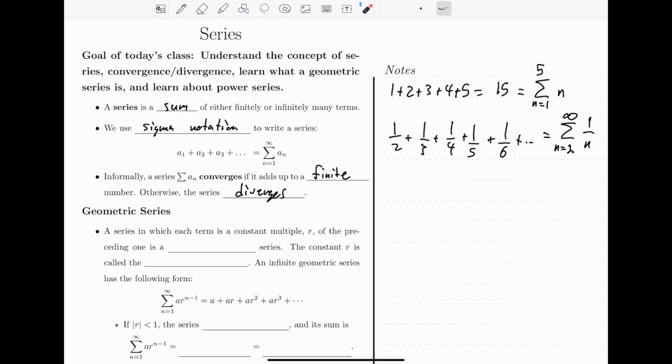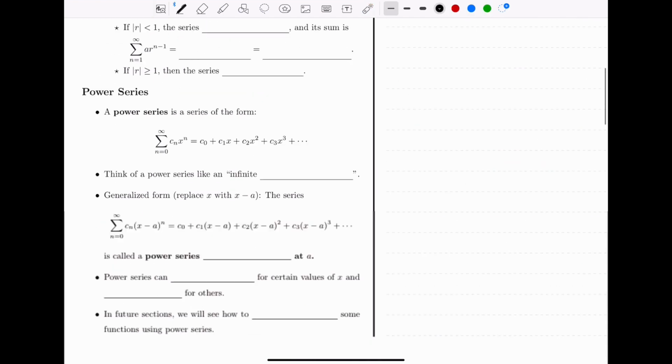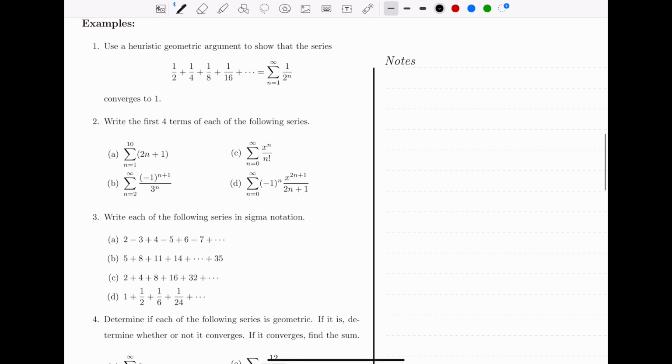Let's work through some examples to practice these concepts that we've seen so far. For example 1, we want to use a heuristic geometric argument, whatever that means, to show that this series converges to 1. This is an infinite series, 1/2 plus 1/4 plus 1/8 plus 1/16. We're adding infinitely many things here. We can write it using sigma notation just like this. And I claim that if we add up these infinitely many numbers, they simply add up to 1. And we'll actually see that this is a special case of a very important kind of series called a geometric series.